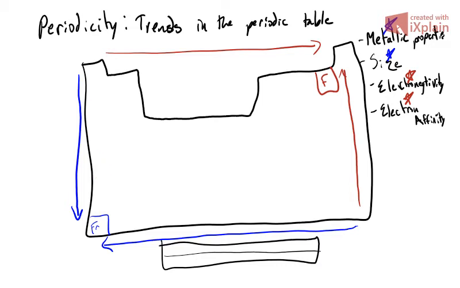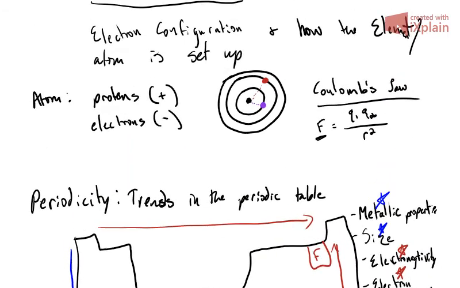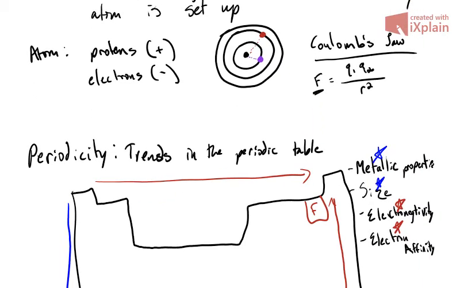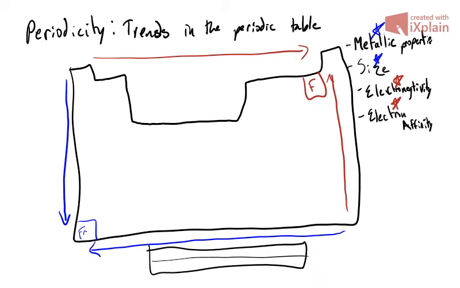Okay, and then as you go down the periodic table for size, you're increasing the amount of core electrons, which means they are shielding the outer electrons from the positive charge of the nucleus better. And so they're able to expand out further. There's less of a Coulombic force on those outer electrons. Okay?